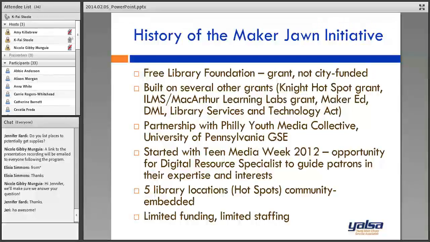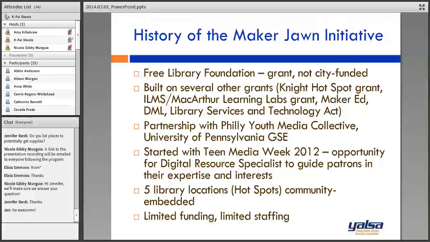We had a Knight Hotspot grant. This was setting up computer labs in underserved neighborhoods in parts of Philadelphia where broadband is expensive or people lack home computers. It was basically embedded librarianship. We were in the community teaching people everything from how to use a computer to how to use Photoshop to how to make a flyer for an event that you're hosting.